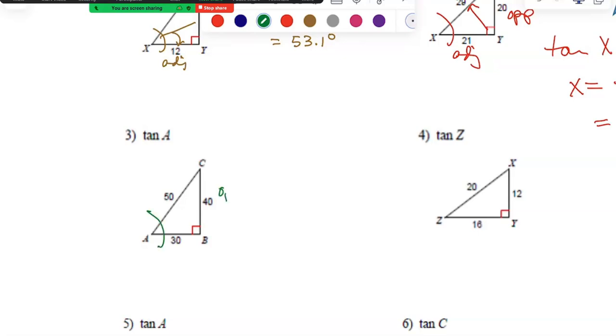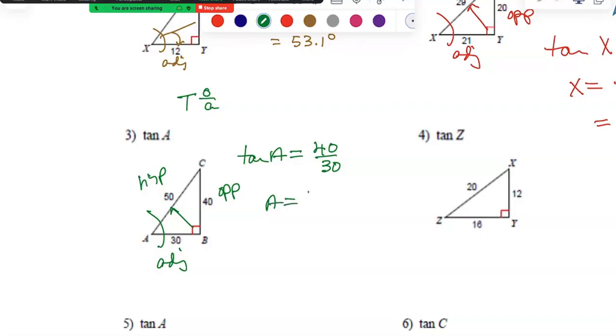Angle A. Notice how I'm labeling things. This is opposite. This is adjacent. This is hypotenuse. Tan is opposite over adjacent. So the tan of angle A equals 40 over 30. I don't want the tan of angle A. I want the angle. So the angle itself is tan to the negative 1 of 40 over 30. Notice I'm rounding everything to the nearest tenth. That means my float is on 1, and I get 53.1.